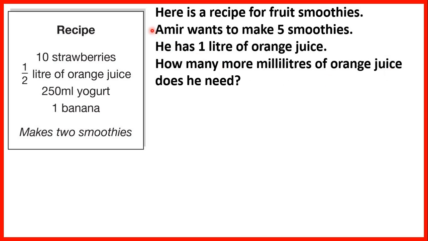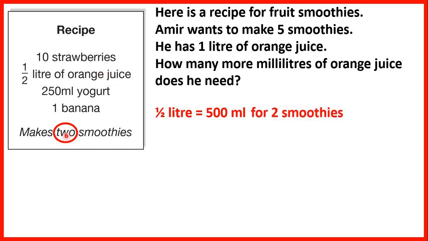Now, Amir wants to make 5 smoothies. He has 1 litre of orange juice. How many more millilitres of orange juice does he need? So we can see that the recipe makes 2 smoothies. In the recipe, they want half a litre of orange juice, and half a litre is the same as 500 millilitres. So that means 500 millilitres of orange juice will make 2 smoothies.